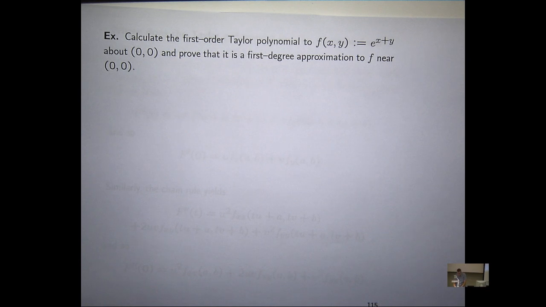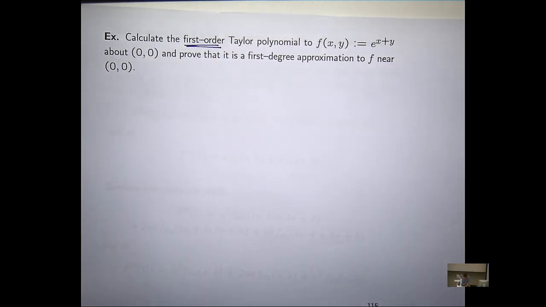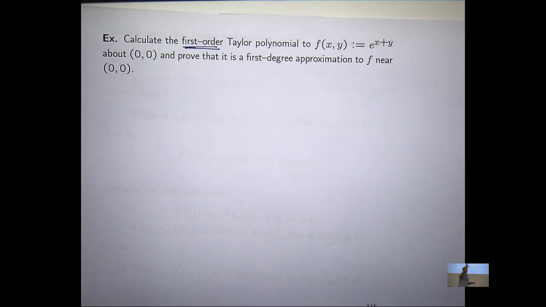Calculate the first order Taylor polynomial approximation to this function about the origin and prove it's a first degree approximation. The point of this example is to show you how Taylor's theorem comes into the mix and plays a big role. Any ideas on how we can come up with a series for this? We know the series for e to the x, we know the series for e to the y. Let's just multiply.